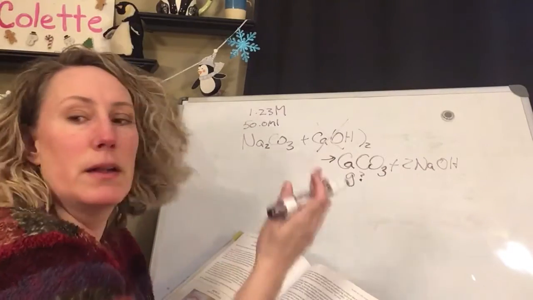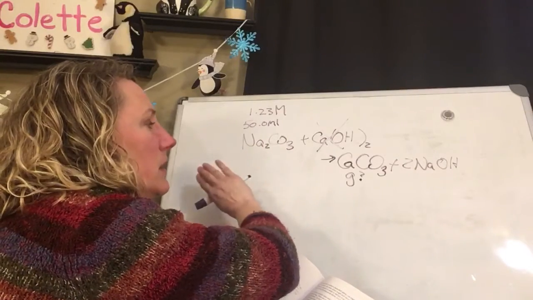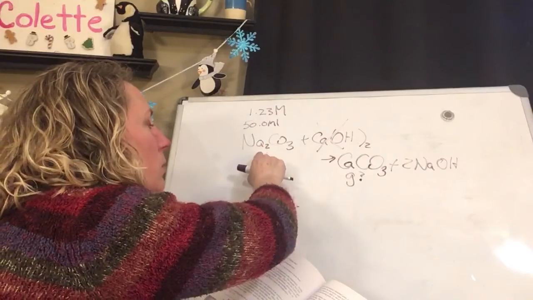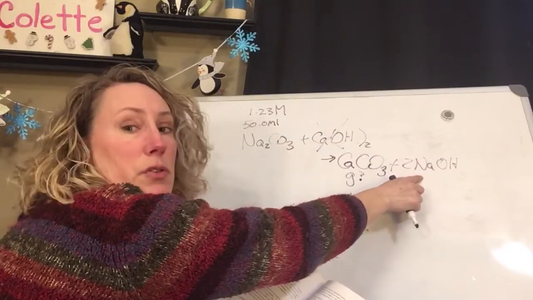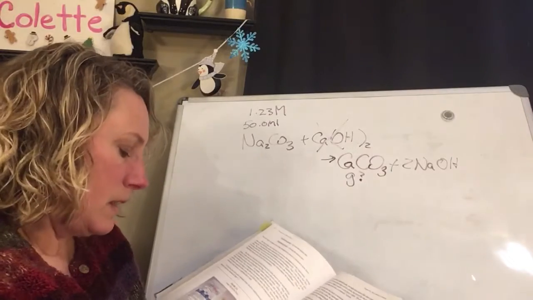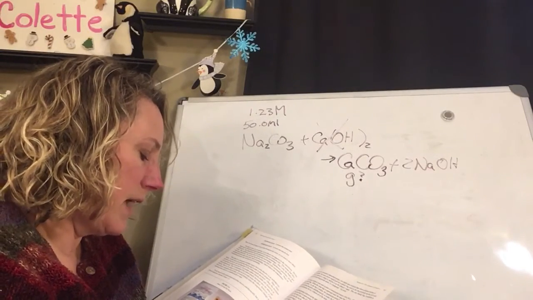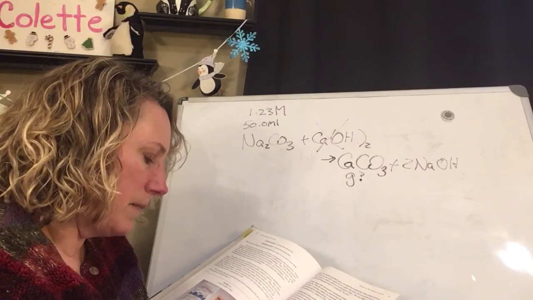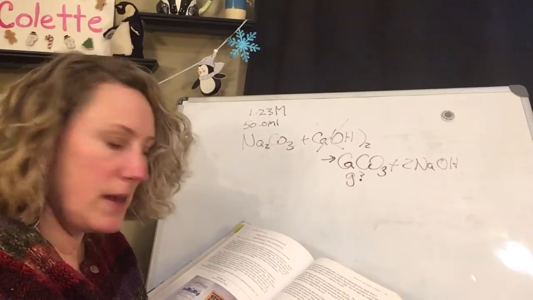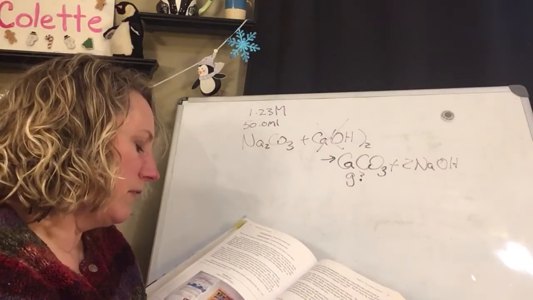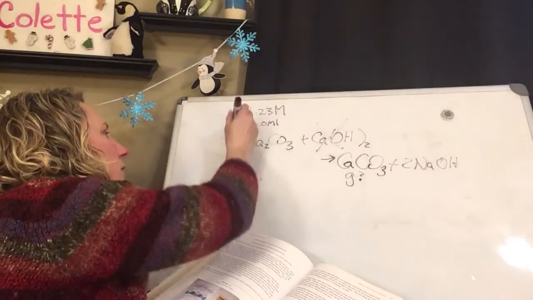Remember, when you have a balanced chemical equation, if you know one thing, you can calculate everything else. So I know I have 1 mole of this plus 1 mole of this is going to make 1 mole of this plus 2 moles of this. So first I need to remember that molarity is moles per liter. So that tells me how many moles I have. So you're going to have to figure out how many moles you have by doing 50 milliliters.